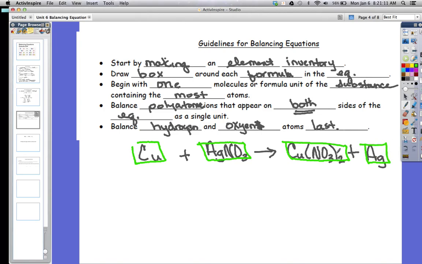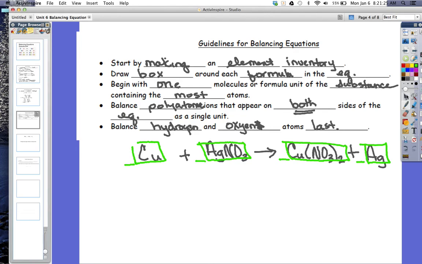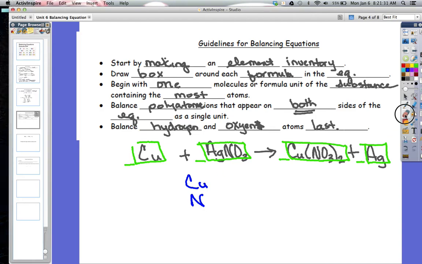I can't change anything inside the boxes, which means I can't put any numbers in there. The only thing I can do is put numbers out here in front of the boxes. That keeps you from wanting to put little subscripts. So now we're going to make an inventory. We have copper, silver, oops, that's not silver.